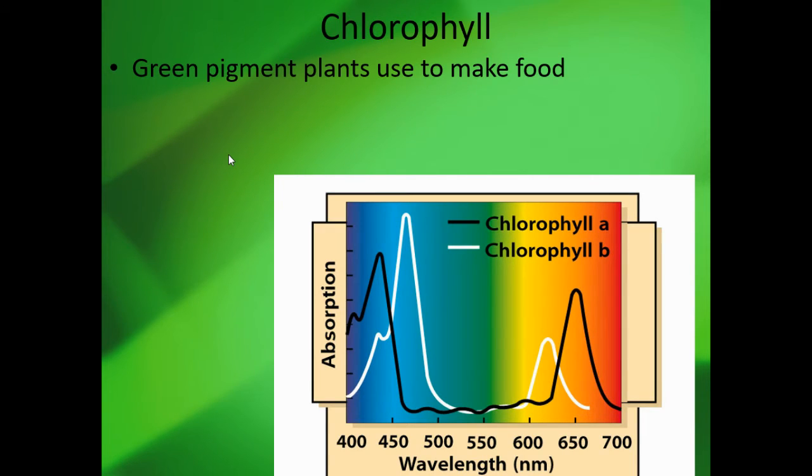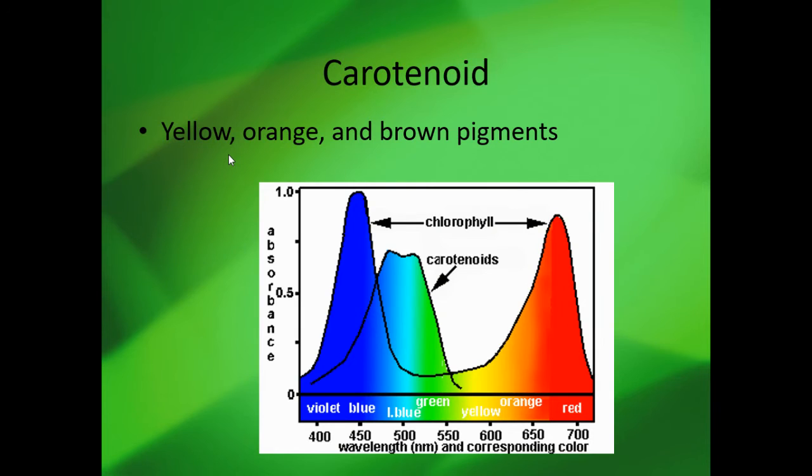Chlorophyll is a green pigment that plants use to make food. And if you notice there is a chlorophyll A and a chlorophyll B. Chlorophyll B is going to be absorbing more of the blues. Chlorophyll A is going to absorb more of the red colors. So the plant's absorbing the blues and the reds, and that's why it ends up being green. That's pretty much the only other light or color that it can become. Carotenoids, these are yellow, oranges, and brown pigments.